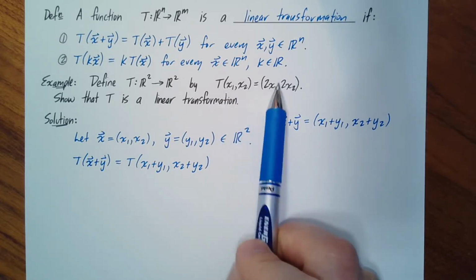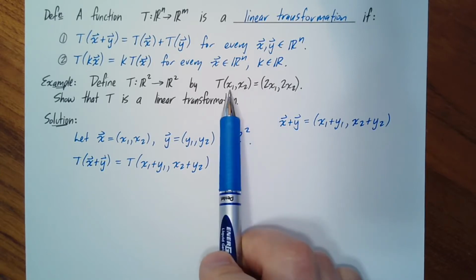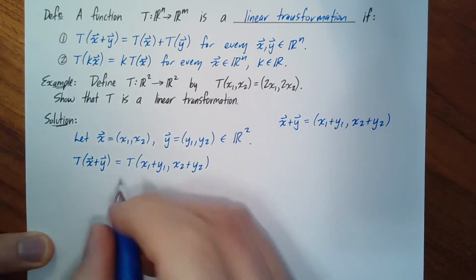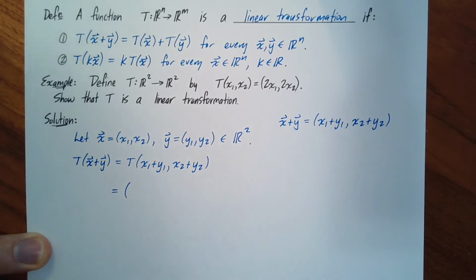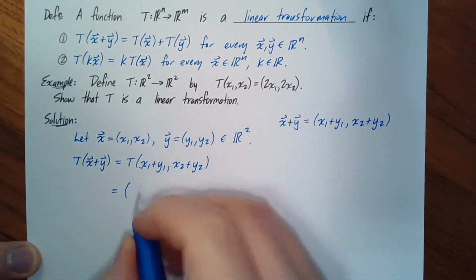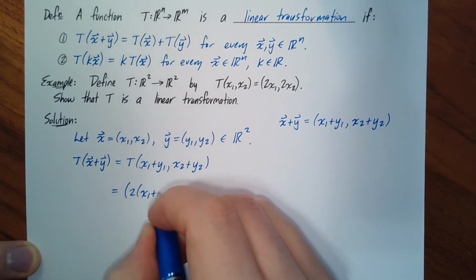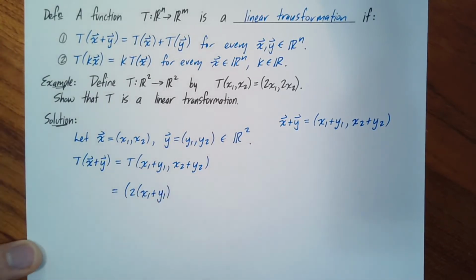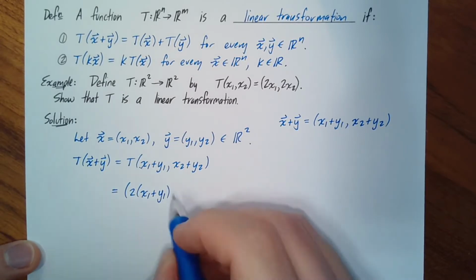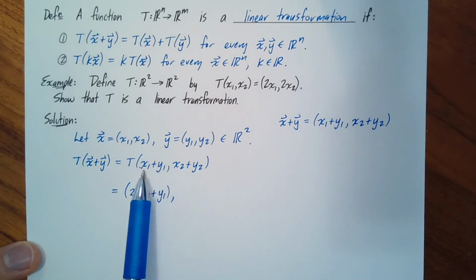So the first coordinate of the output vector is exactly double the first coordinate of the input vector. So to build our first coordinate of the output vector in this case, we're just going to take the first coordinate of the input vector and double it. So we're going to get 2 times x1 plus y1. So now all of this is the first coordinate of the output vector from the function t when you plug in this input vector.